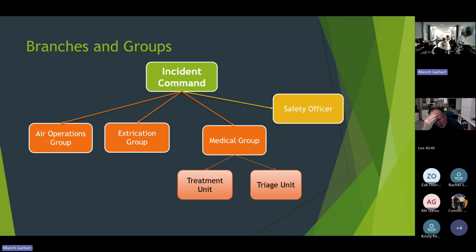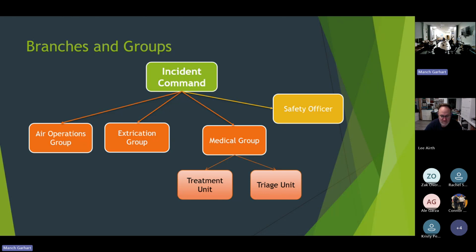That's going to give us the option to have multiple groups under one division for extrication. So we can work through that area. But again, extrication group is a function to tear and disentangle vehicles. Tear apart, disentangle a vehicle around a patient. So medical group. Medical group is going to be the doers at this point.